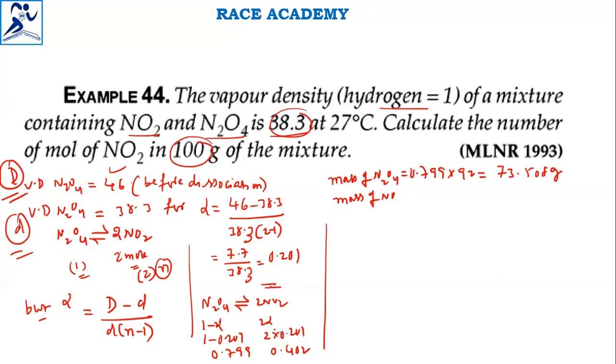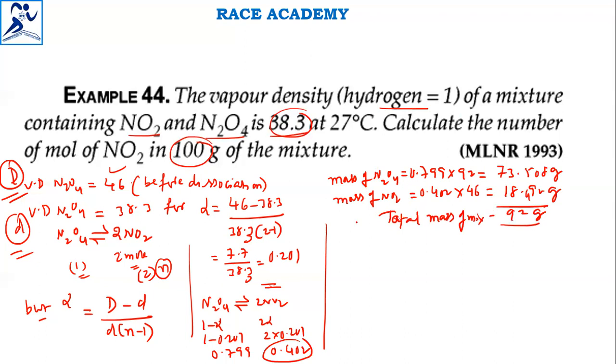Mass of NO2: the number of moles I got at equilibrium is 0.408 into the NO2 molar mass, 46. That will come to 18.9492 grams. If you add the total, the mixture total will come to 92 grams. That means the total mass of the mixture is coming to 92 grams.